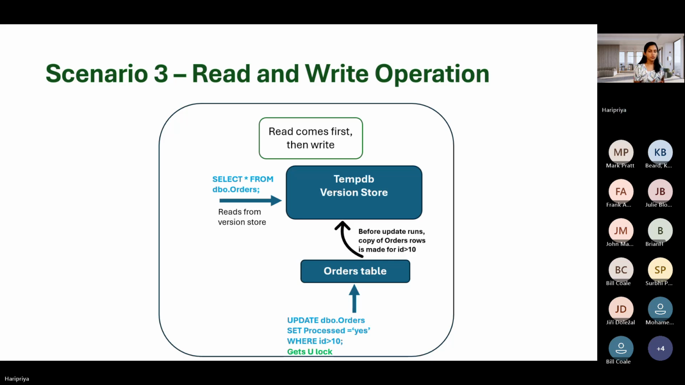All right. So basically the point here is, even if the select is reading from the original table and the write is coming in, the select will go fetch its records from the version store and will never get blocked. So that's the basic idea of RCSI.